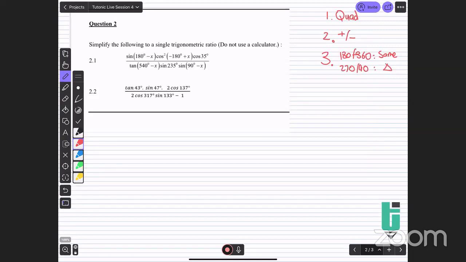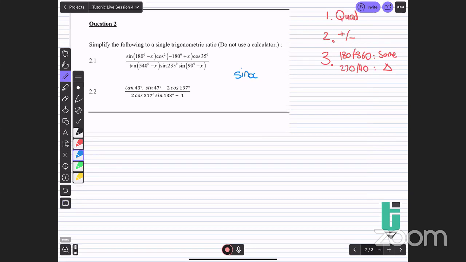So sine 180 minus x is going to be? Sine x. Okay, great. And okay, this is a tough one. Who wants to do this one? The next one, minus 180 plus x. Anybody want to try that one?